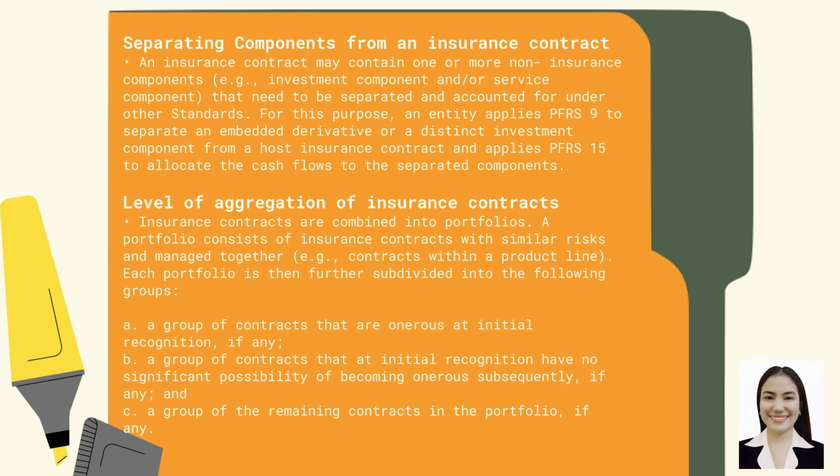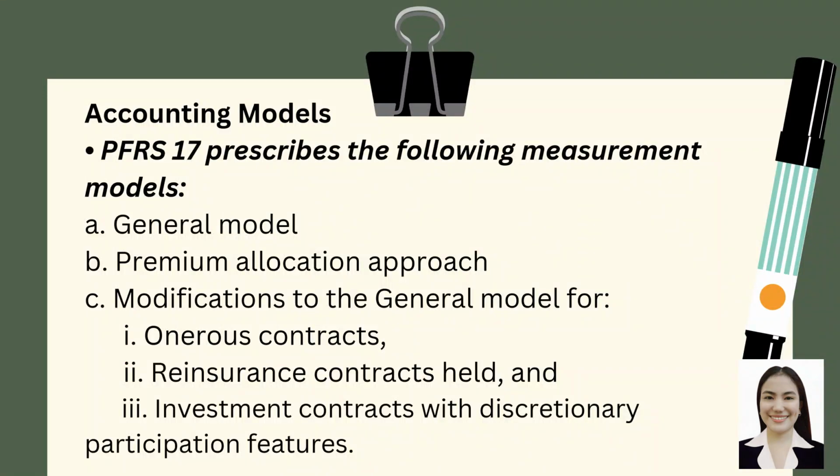And now, for the next slide, pumunta po tayo doon sa mga principles. Paano ba tayo nagre-recognize? Or paano natin mini-measure, pine-present, and dinidisclose yung insurance contracts? Simply, ito yung tawag po dito is yung accounting models natin dito sa standard po na ito. We have here 3 general models. Pertaining kung paano nga natin na-recognize yung insurance contracts. And then pangalawa, yung premium allocation approach.